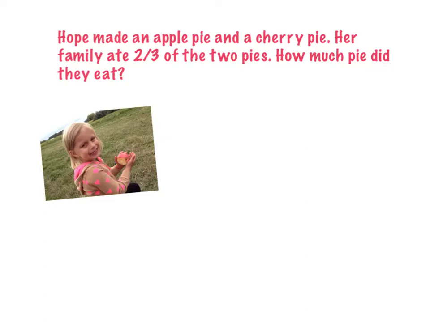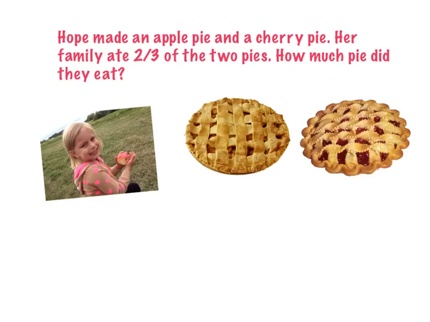So here's our friend Hope, and Hope, who loves to bake, made an apple pie and a cherry pie. And her family ate 2/3 of the two pies. How much pie did they eat? So what we want to think about here is breaking each one up into 2/3.